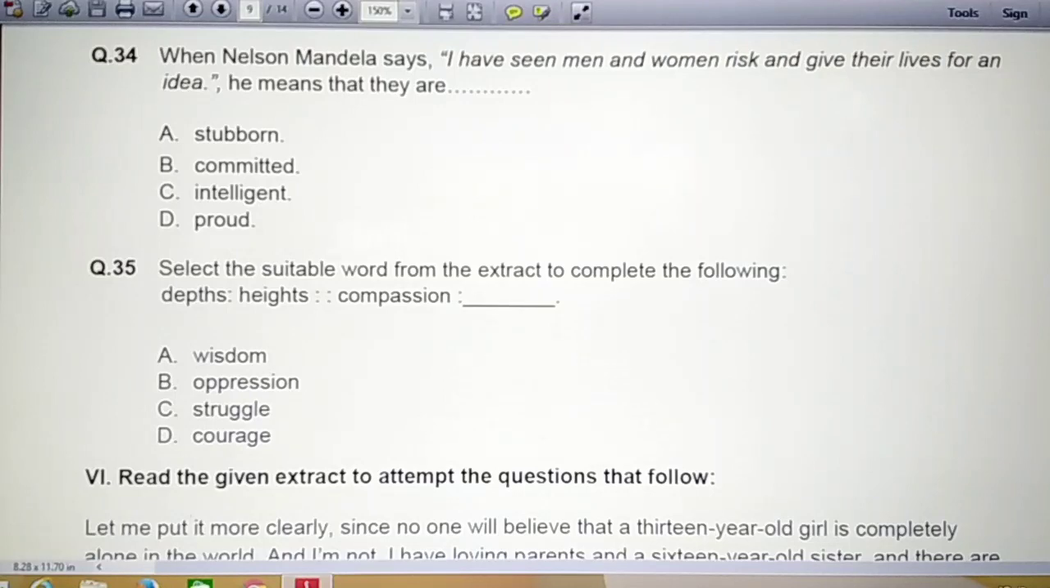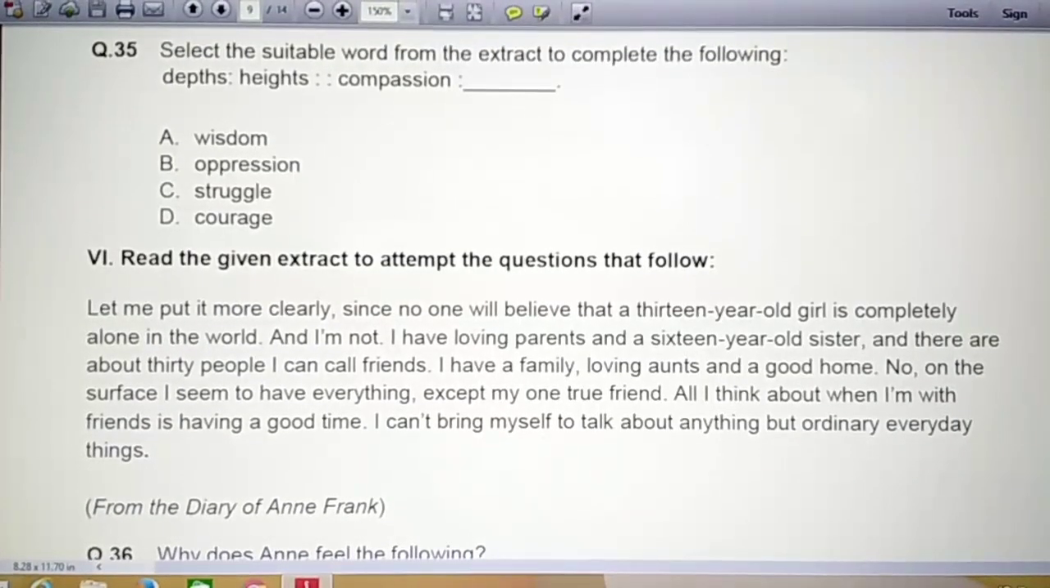Committed. Question number 35. Select the suitable word from the extract to complete the following: depths, heights, compassion, and the combination for that will be oppression. B option will be the right one, oppression.